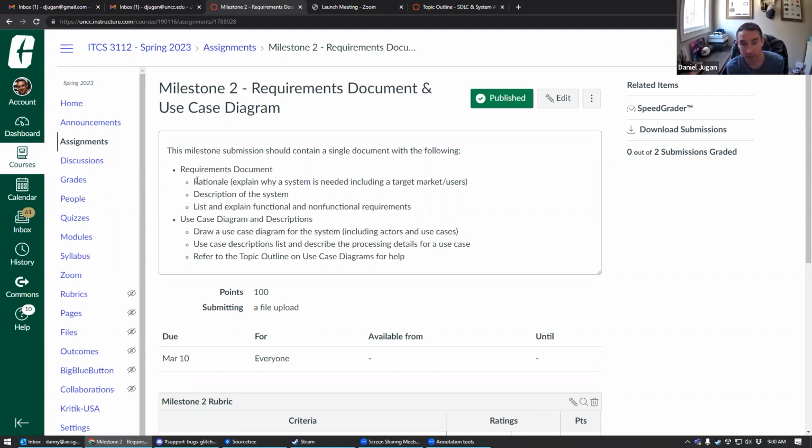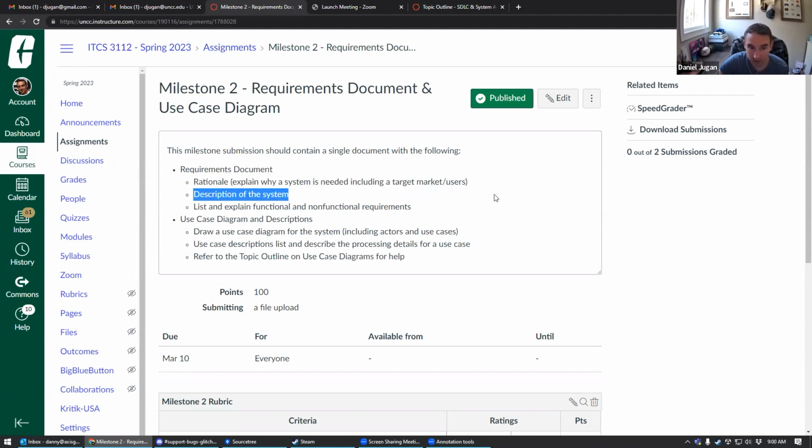Why is this system needed? And talk about who it's specifically meant for. Is it meant for small businesses? Is it meant for families? Is it meant for people that have messy closets? Whatever it is, that's what goes into the first part of a requirements document.